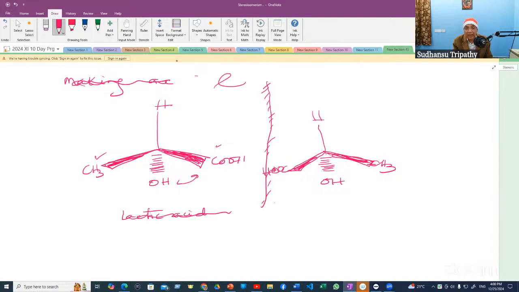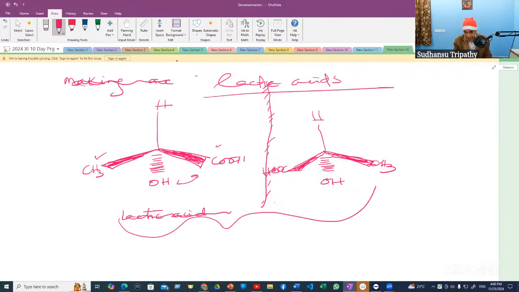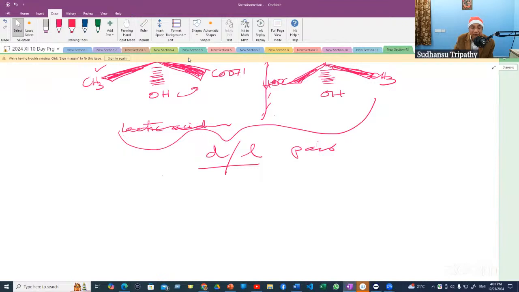these are lactic acids. I do not know whether this is D or this is L. I'm writing DL pair. First of all, let me write down.